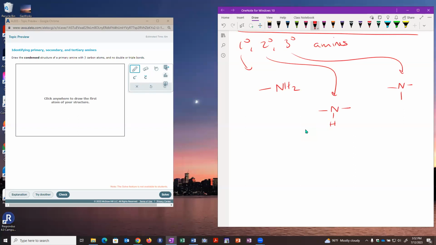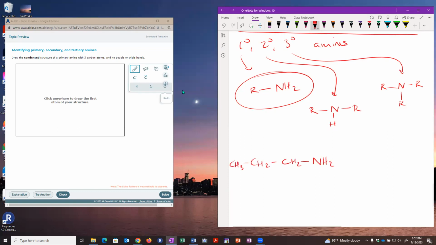We'll designate those carbons with the letter R. That just means the rest of it has carbons in it. If you're asked to draw the condensed structure of a primary amine with three carbons and no double or triple bonds, then a primary amine will look something like that. We have our NH2, and then how many carbons? Three. So we have our CH2 in the middle, CH2, and then our CH3 at the end.